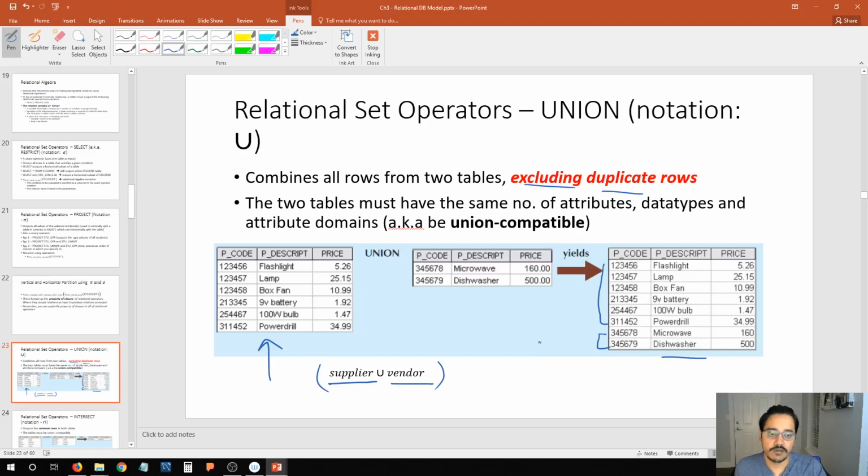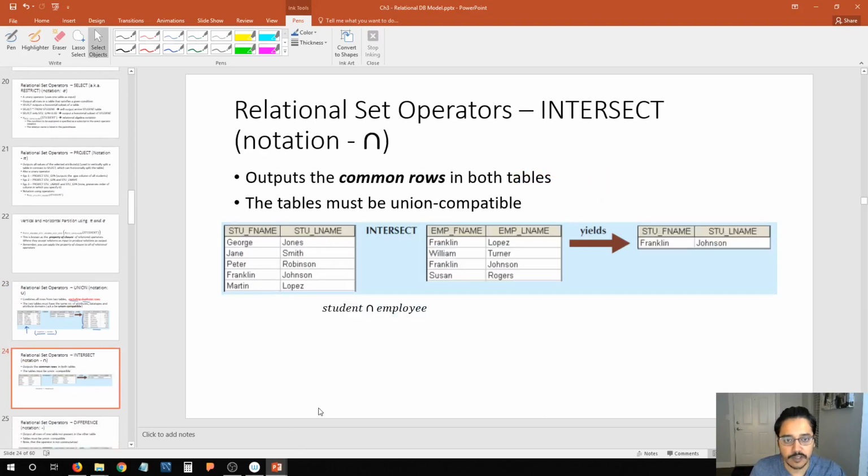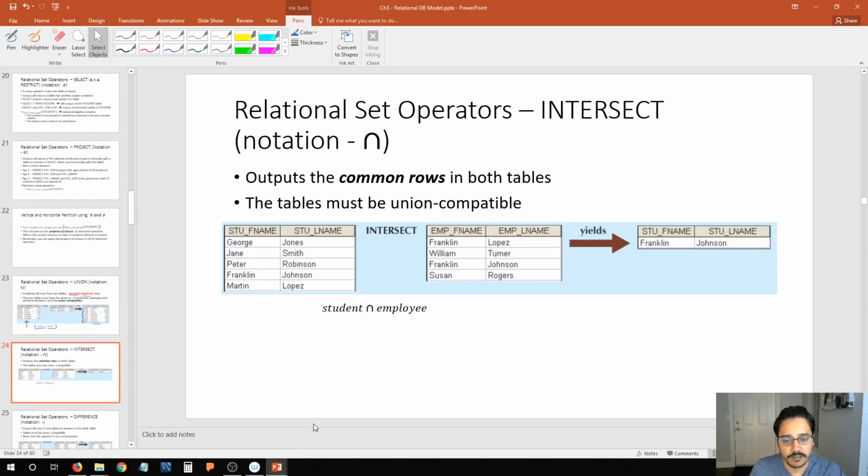operator. However, if there was an instance where this product code, let's say dishwasher, was repeated here, then it will not show up twice. That row will not show up twice in this particular table. Okay, so that is what union does in a pretty simple fashion.